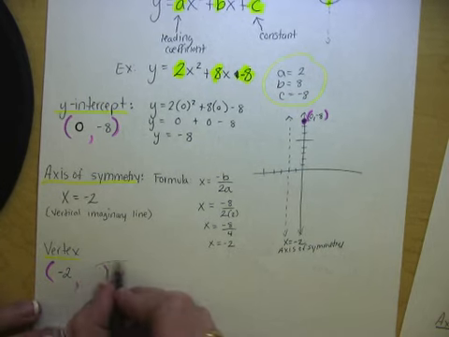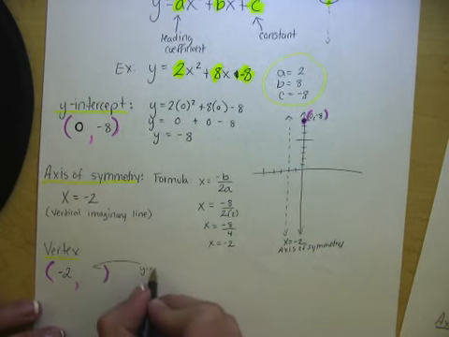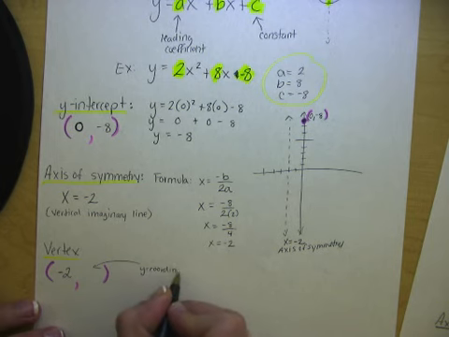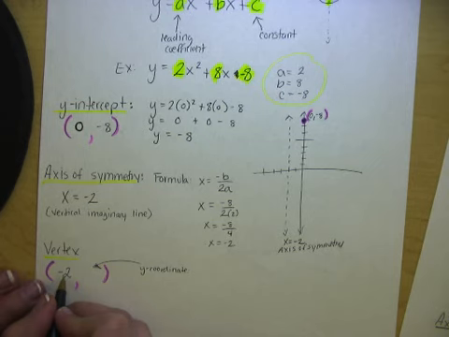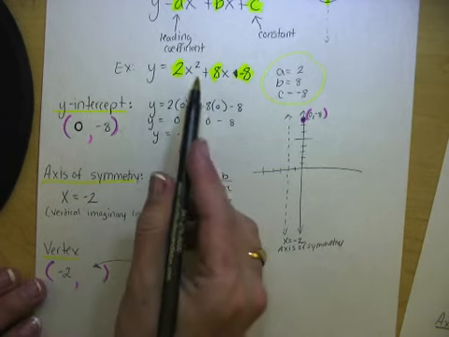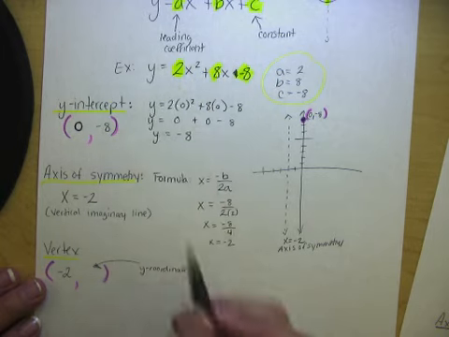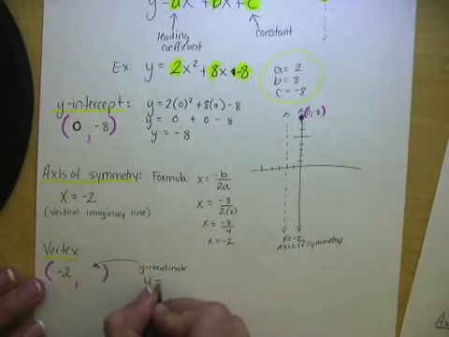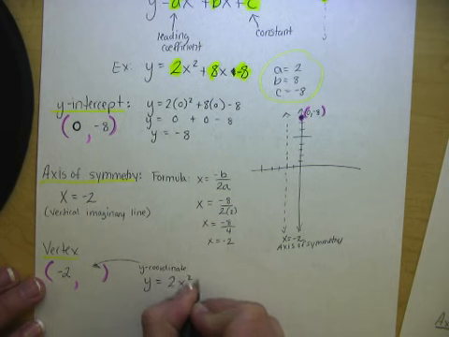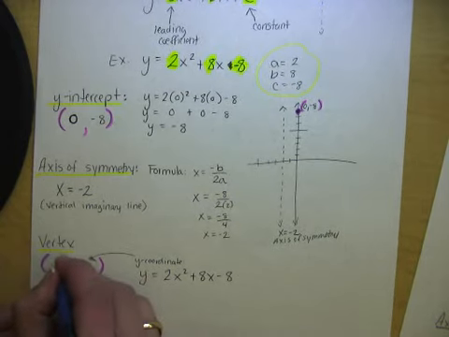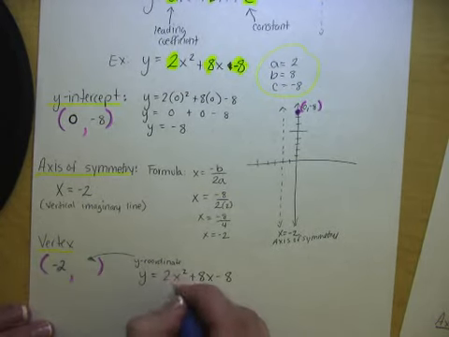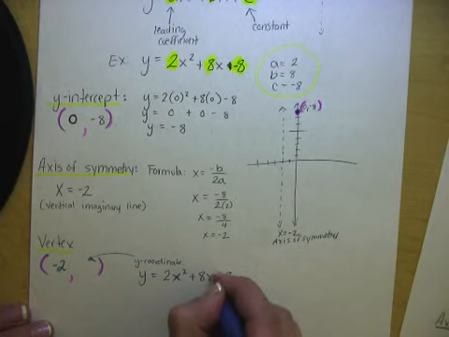In order to find our y-coordinate, well, we're just trying to find this guy's partner. Anytime you have an x value and you're trying to find y, you just plug in this number for x into your equation and you solve for y. So my equation is y equals 2x squared plus 8x minus 8. So now I'm going to take this negative 2, don't lose the negative, and I'm going to plug it in here and here.